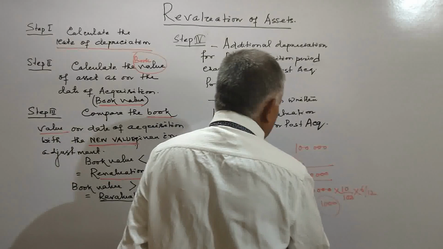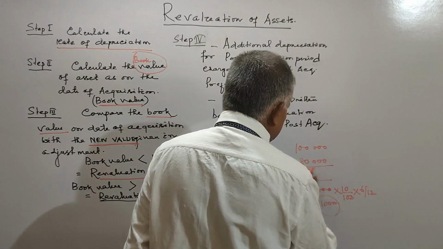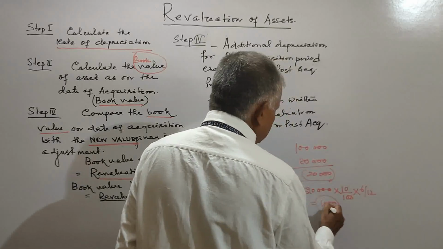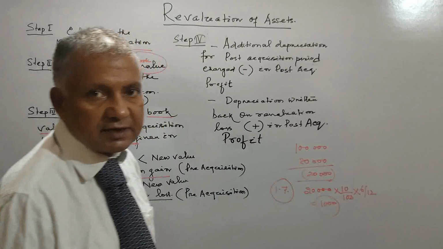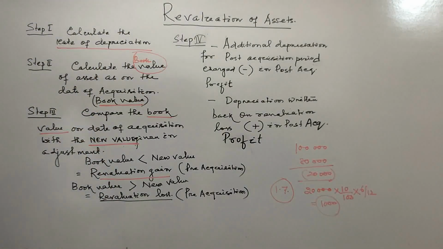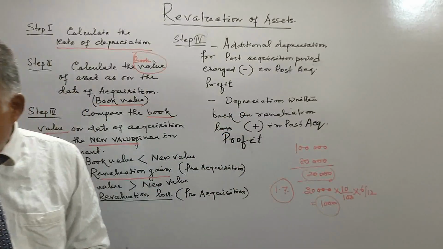Similarly, if the value reduces, say to 80,000, then it is a revaluation loss of 20,000. So 1,000 depreciation we have already provided extra. Now this depreciation has to be written back.